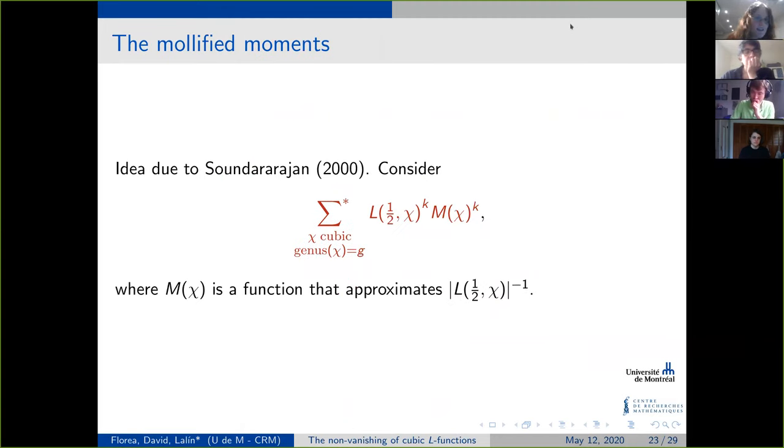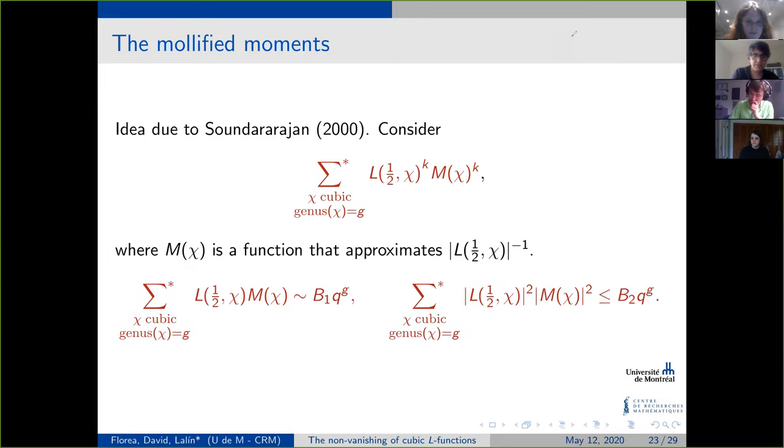Now, our new work has to do with working with something called mollified moments. This is an idea due to Soundararajan. Instead of considering moments in the classical way, he considers modifications of moments. So we're going to multiply my L-function by M, and M is a function that, roughly speaking, approximates the inverse of L, obviously when L is different from zero.